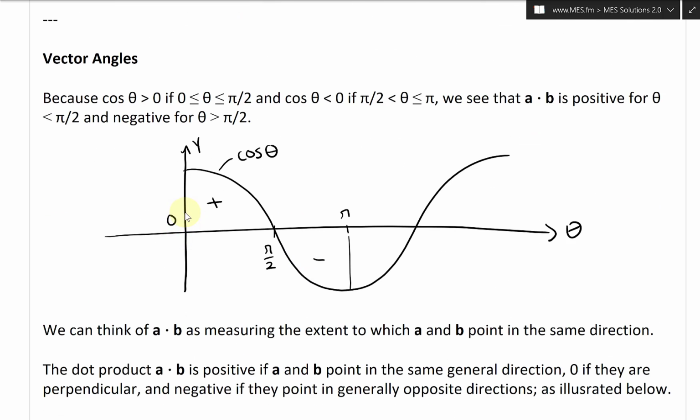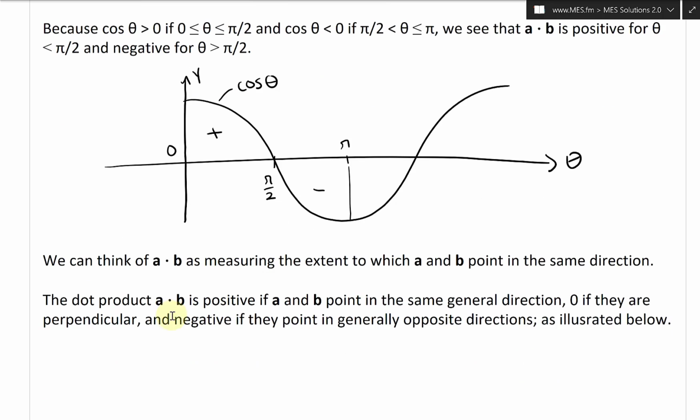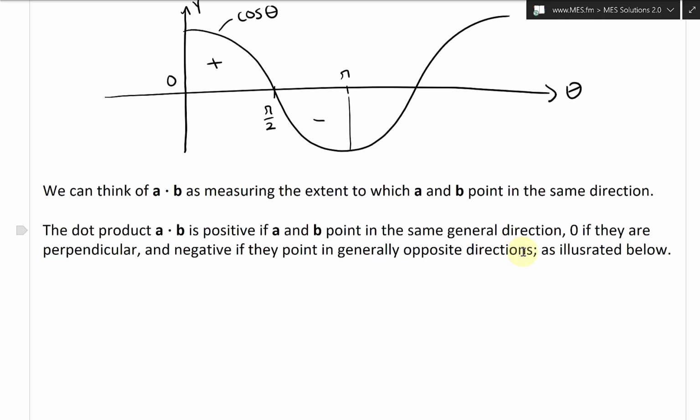Going further, we can think of the dot product A dot B as measuring the extent to which the A and B vectors point in the same general direction. It's 0 if they are perpendicular and negative if they point in generally opposite directions, as illustrated below.